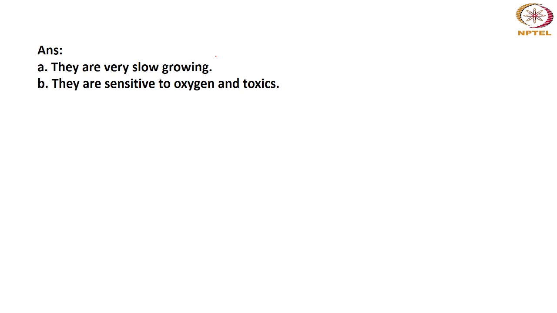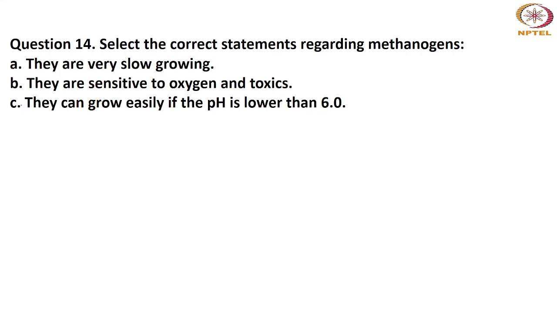So the last option is not correct because this is lower than 6 pH, they will die basically. This is extremely harmful for them. Yes, they are very slow growing and they are sensitive to oxygen and toxics. So if there is some oxygen, because they are completely anaerobic bacteria, they will die. And also for toxics, they are very sensitive. And if you increase the pH, they will also die.